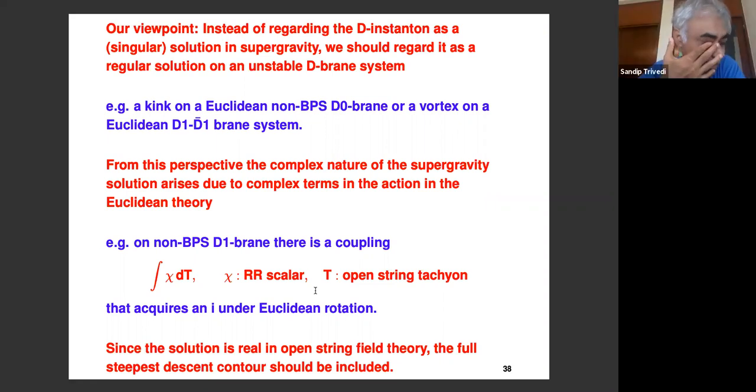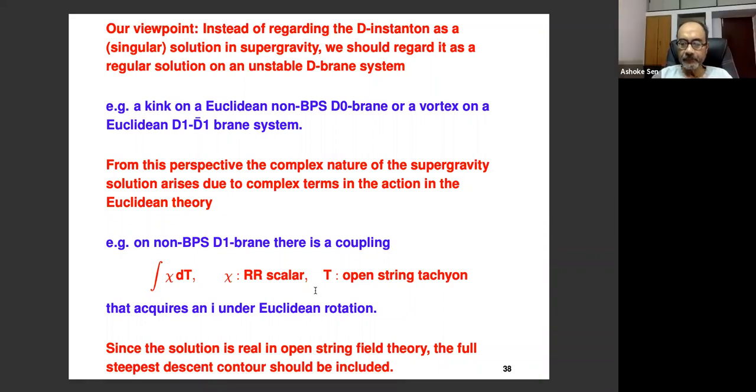Ashok, I'm sorry, I have to apologize to you and everyone because I have not upgraded my skills to include Lefschetz thimbles. But can I ask the following? It seems to me you are saying that thinking about the D-instanton as a solution in closed string supergravity, and therefore as a complex solution, is a bit misleading from the point of view of open string field theory. That's right.